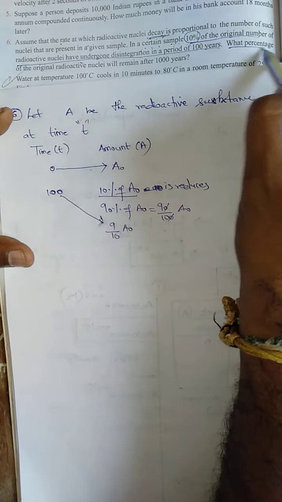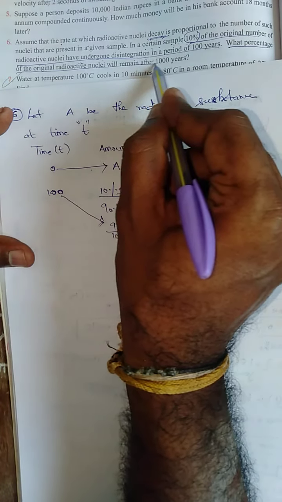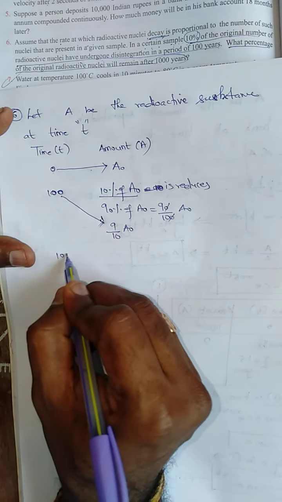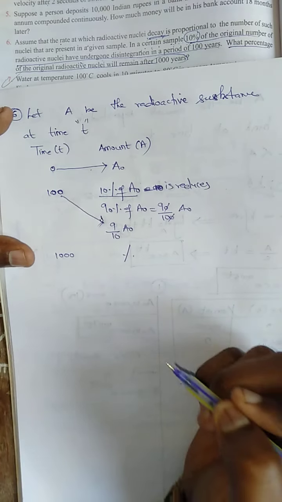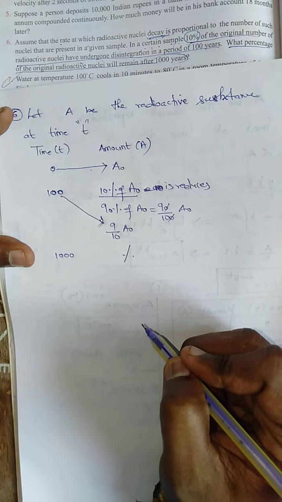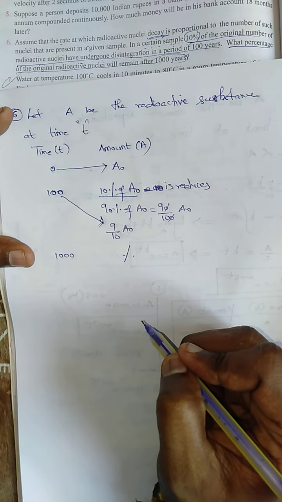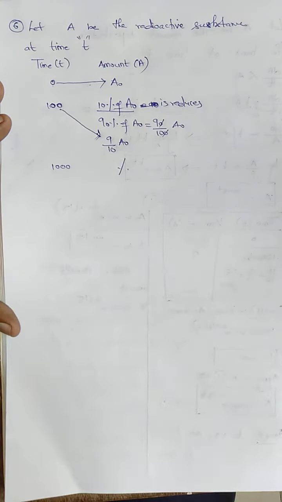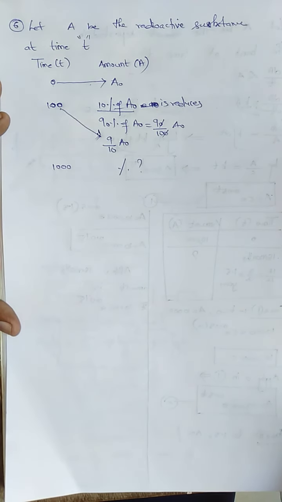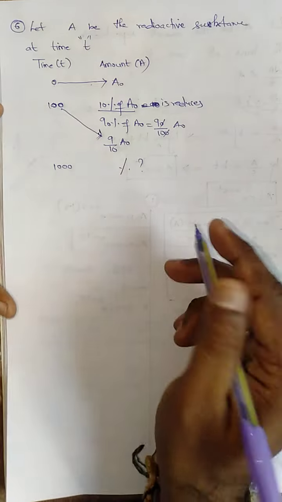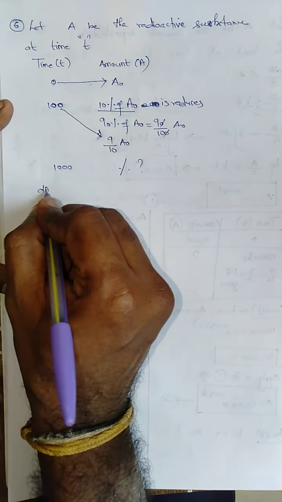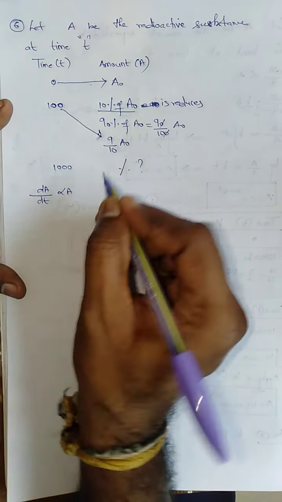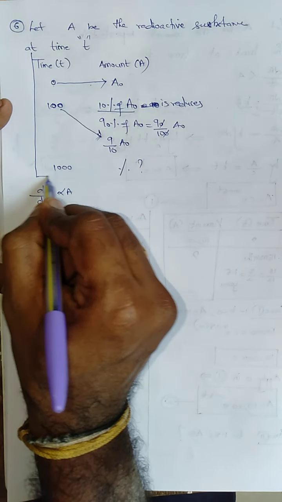So what is the question? What percentage of the original radioactive nuclei remains after 100 years? They are asking for 100 years, and they are asking for the percentage too. So we need to keep this sum very carefully. We need to find the percentage of A0. Okay, how do we know the sum? dA by dt is directly proportional to A. We will put a tabular column, then only it looks good.